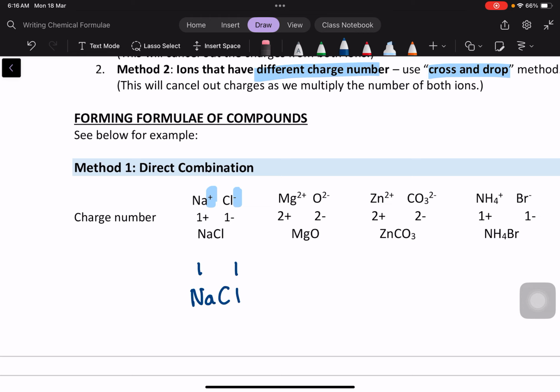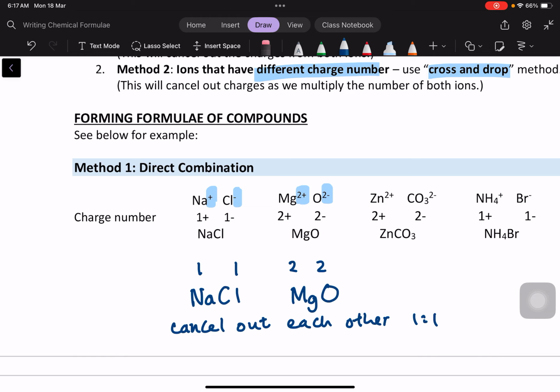The same goes for any other ions that have the same charge number. 2 plus and 2 minus means the numbers are 2 and 2, and that also means you can combine them without adding any extra number, simply because these numbers cancel out each other by a 1-to-1 ratio. So you don't have to add any extra numbers.